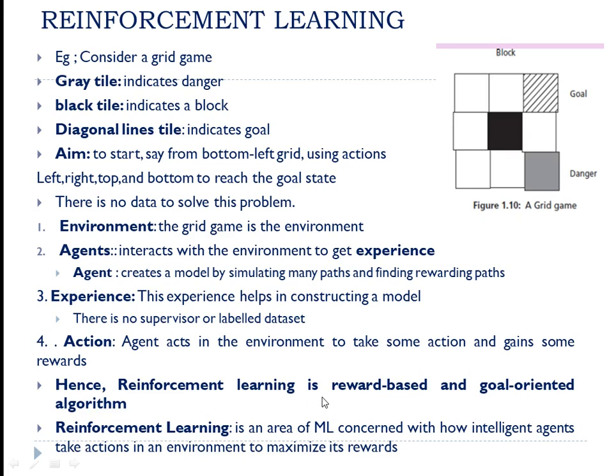Reinforcement learning is actually a reward based, goal oriented algorithm, and it's an area of machine learning concerned with how intelligent agents take actions in an environment to maximize their rewards. The best example is how robots today are learning to walk, to play games, to drive a car. They are all examples of reinforcement learning.